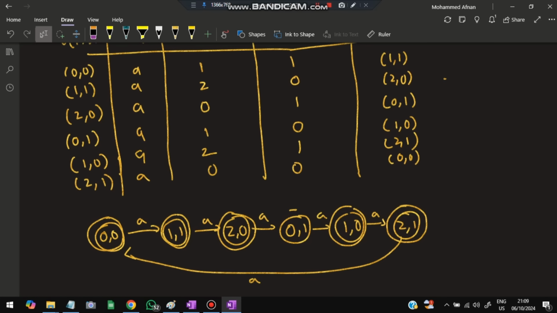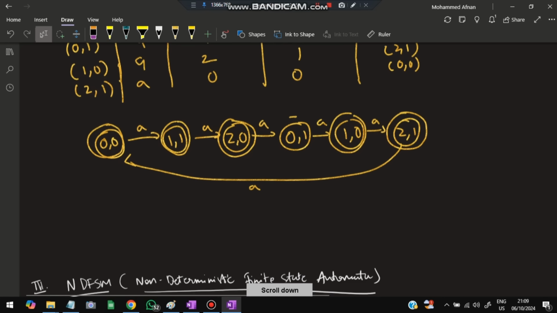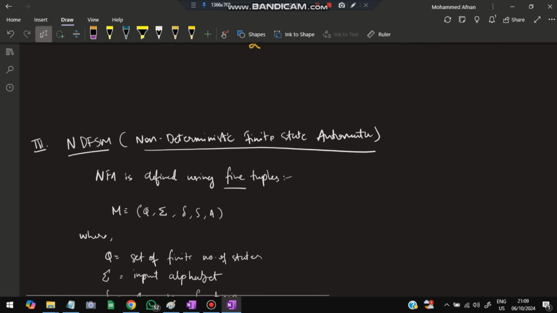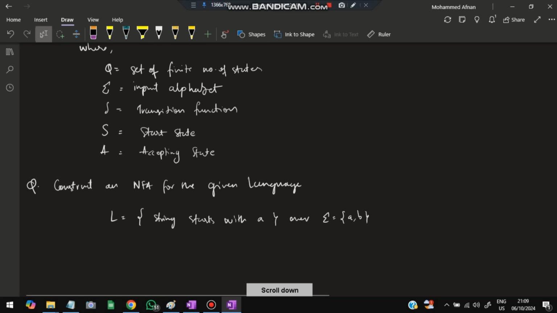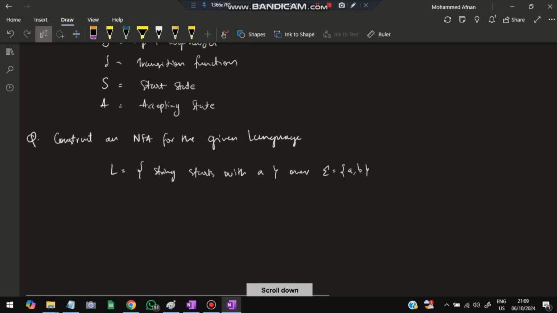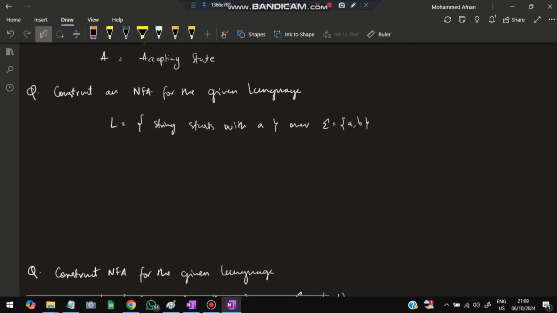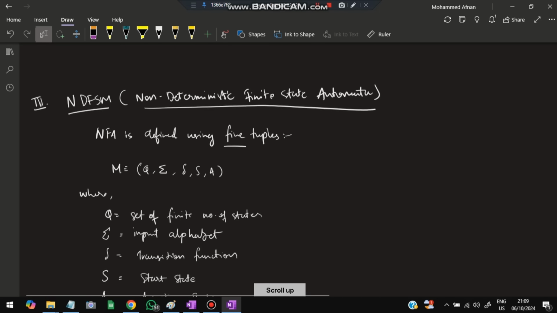So if you practice this many questions, it is more than enough for you to score more than 80% marks. Okay, so let's move to the second topic, which is non-deterministic finite automata. It is the same as finite state automata, and it's much easier also, but here we'll be having epsilon transitions. Also it will be non-deterministic, meaning we'll not have one single output, we can have multiple outputs.